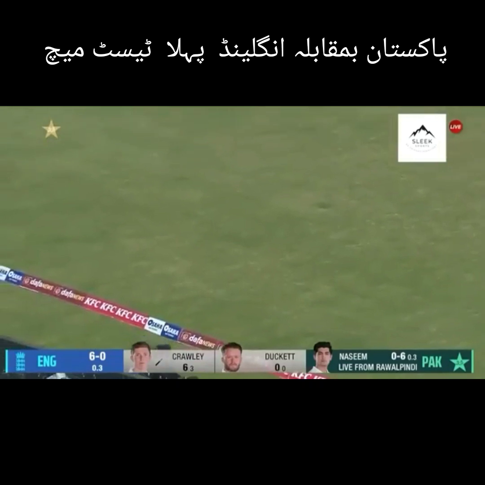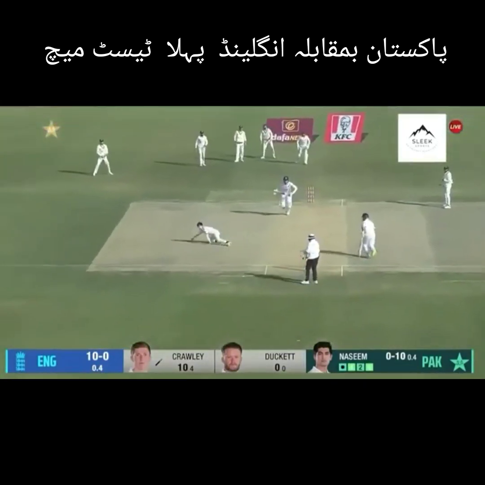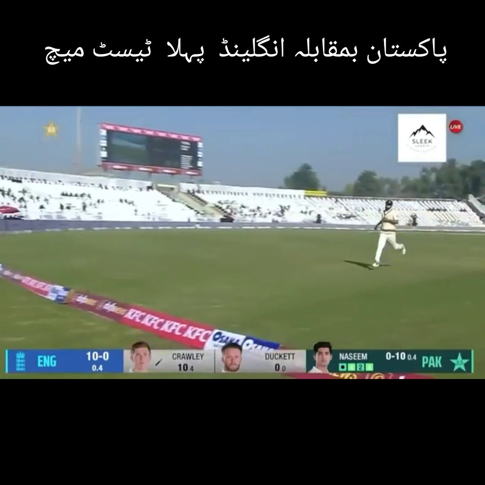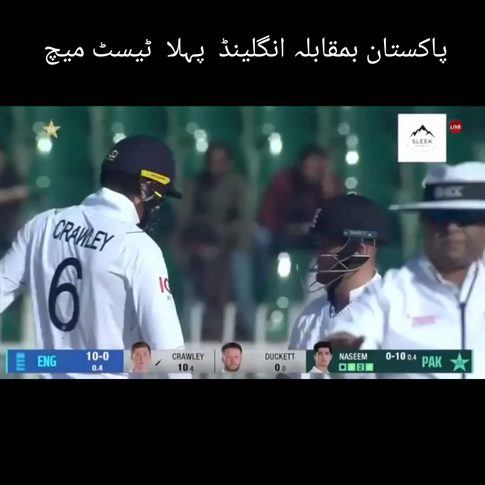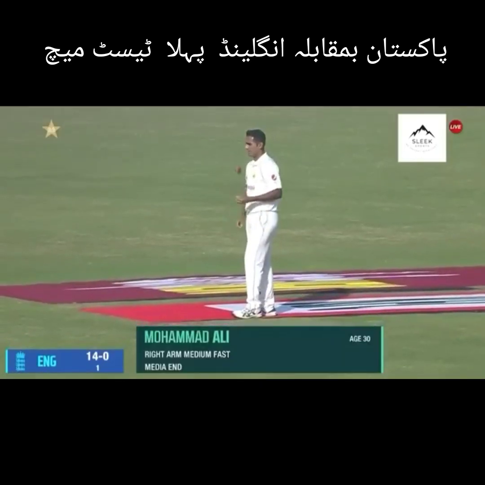Punch down the ground, and that'll be the second boundary. Crawley quickly into double figures. And again, and I reckon that'll go away. Mid-off gives chase. Excellent start for Crawley and England. 14. Here is one of the debutants, Muhammad Ali.